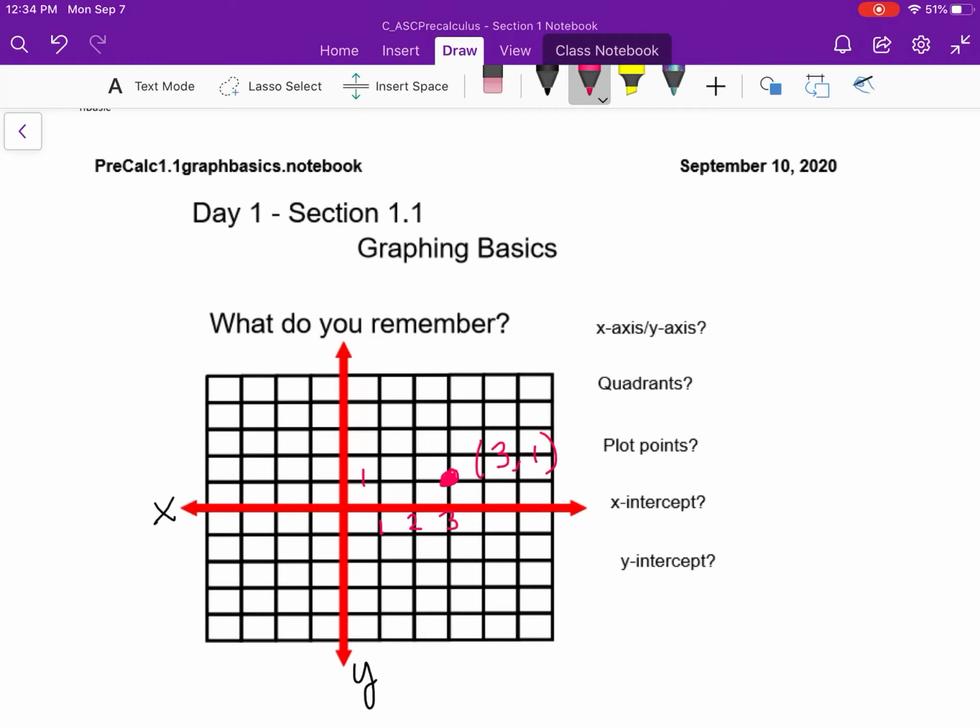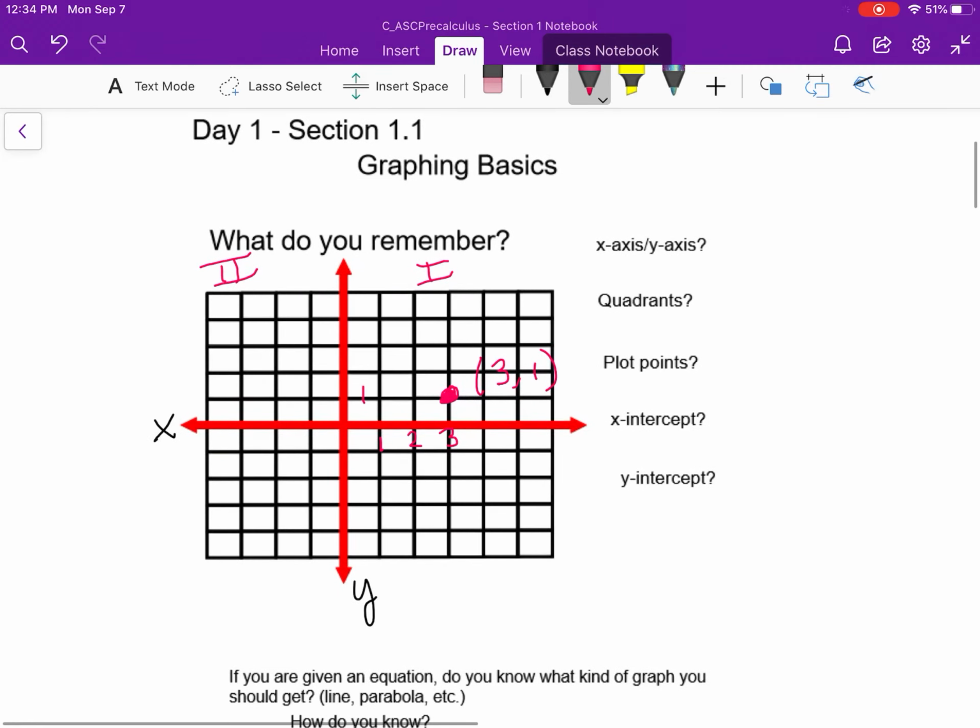Oh, I skipped quadrants. You remember which one is quadrant 1, right? Quadrant 1 is the top right. And then the question is, how do we number them? Don't forget, we go counterclockwise. So that's quadrant 2. This is quadrant 3. And we always use Roman numerals. Nobody knows why. And this is quadrant 4.